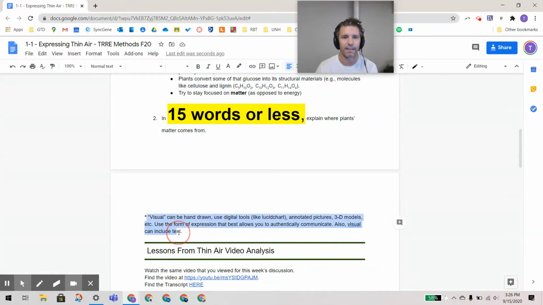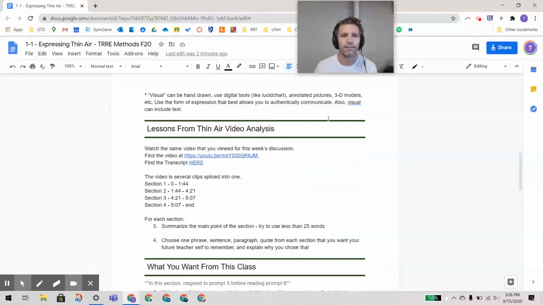And as I say down here, it can be hand-drawn, digital tools, annotated pictures, draw it and upload a picture, whatever form of expression allows you to authentically communicate your thinking. Then the second prompt, in 15 words or less, explain where plants' matter comes from. And you might not notice this 15 words or less, so I'll highlight it here. Really try to keep it under 15 words or less to create that explanation. So that's the first section.